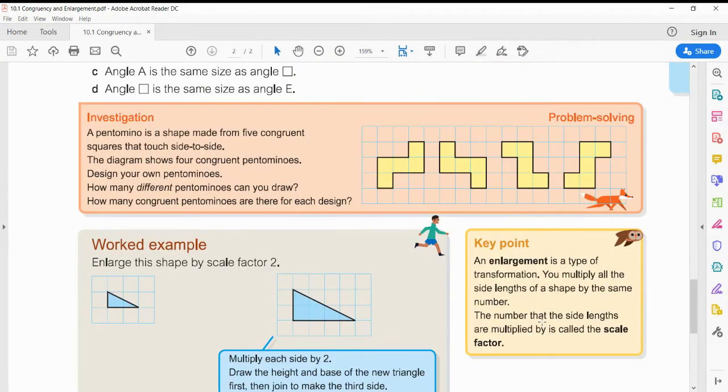Okay, so investigations. Pentominoes are made up of 5 congruent squares that touch side to side. The diagram shows 4 congruent pentominoes. Design your own. How many different ones can you draw? There's lots of different ones you can draw. I'd be interested to see what you've got for that one, but I can't really talk about it now because there's lots of different ones you can do.